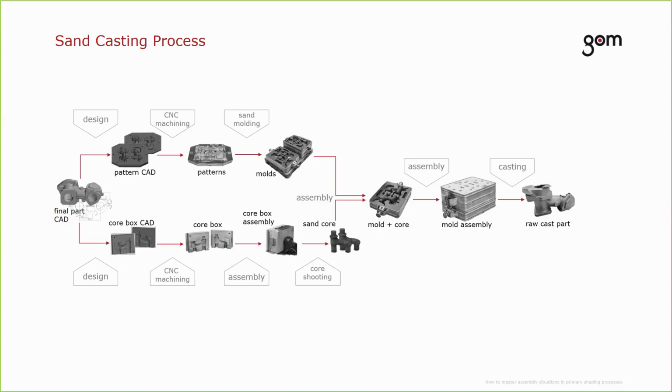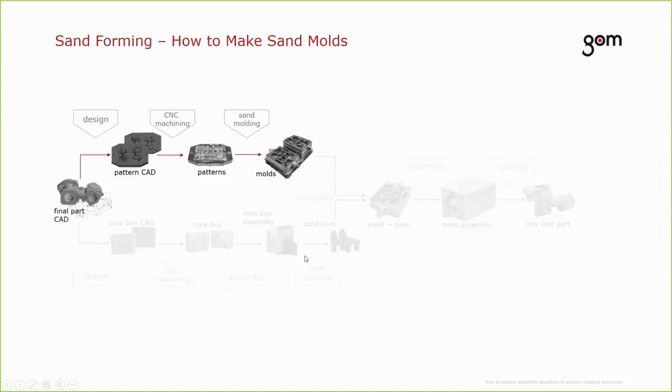Basically, our process chain consists of 2 parallel branches. The upper branch is called the sand forming and shows the manufacturing of the sand molds. Basically, the sand molds are designed for creating the outer shape of the cast part. The starting point is a technical drawing or a CAD of the final part coming from a customer, which is then handed to the foundry.